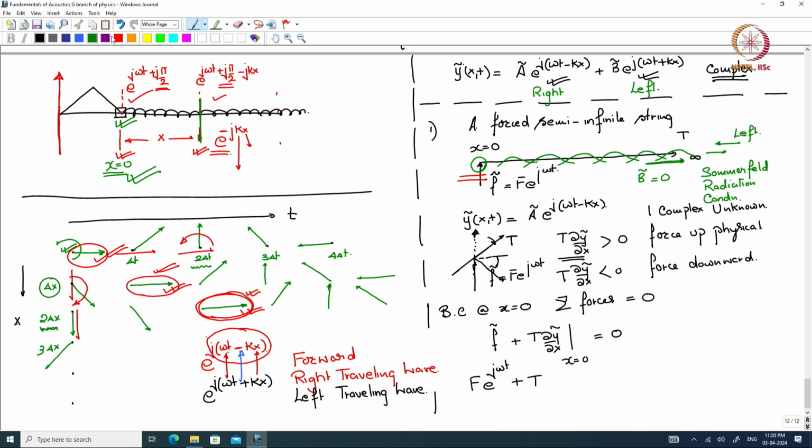Okay. Now from here del y del x is a tilde into minus j k e to the power of j(omega t minus kx), and at x equal to 0. So this is gone, and that is equal to 0. So if we cancel e to the power j omega t, and a tilde happens to be the unknown I am interested in, what I have is F is equal to j k T a tilde, okay. It means a tilde is equal to F over j k T.